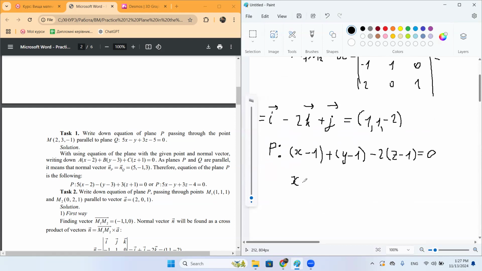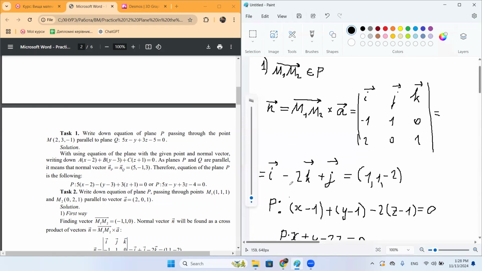Let's expand. So x plus y minus 2z, then minus 1 minus 1 plus 2, which gives 0. So the free coefficient d is equal to 0, and this is the equation of the plane P. Any questions about such a solution, such a way?